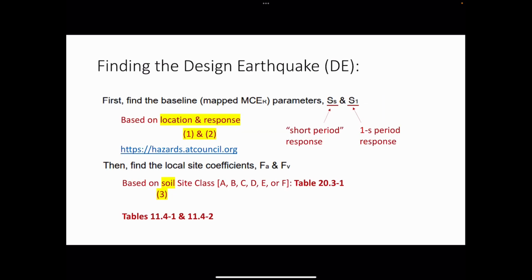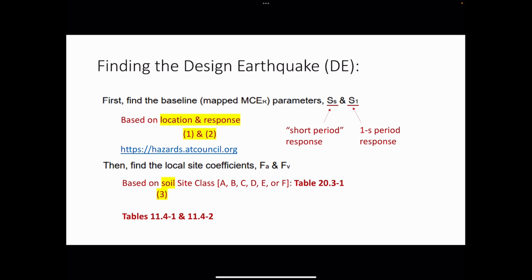All right, so the two items noted on this slide are the baseline parameters, which are found on maps. This is SS and S1. SS refers to the short period response. S1 is the 1 second period response. And these are based on location, thus being mapped. I'll show you those maps in a moment.